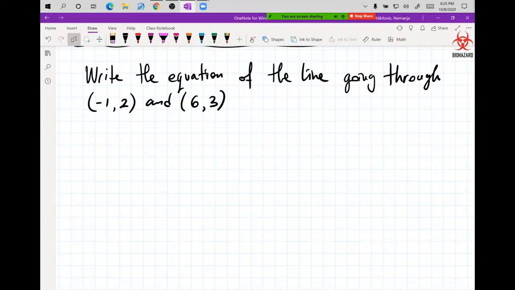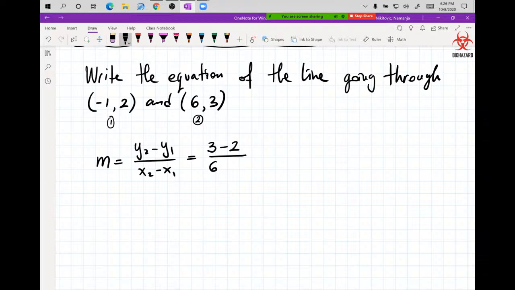The procedure is going to be step by step exactly the same as the word problem with the car. Everything is the same. You will label this as point 1, label this as point 2. You can do it the other way as well. And use that to compute slope: y2 minus y1 over x2 minus x1. Your y2 is 3, minus y1 which is 2, divided by 6 minus -1.